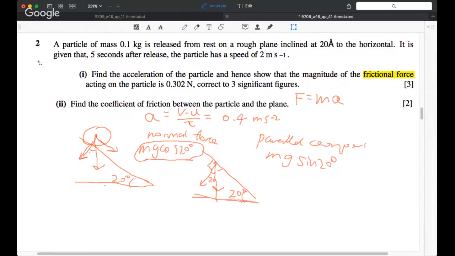So what are the forces acting on this little particle?